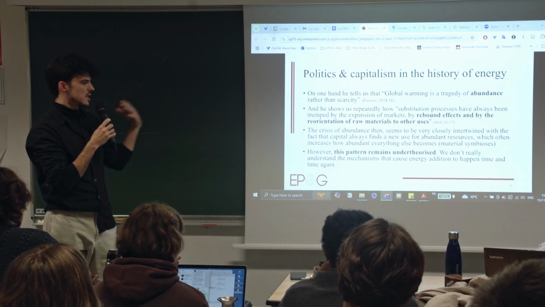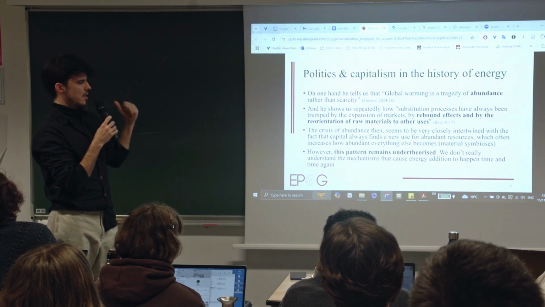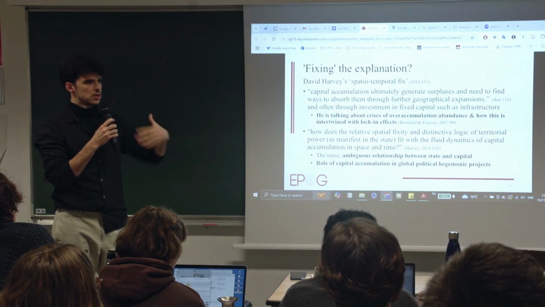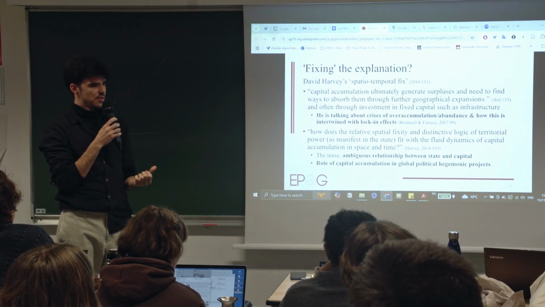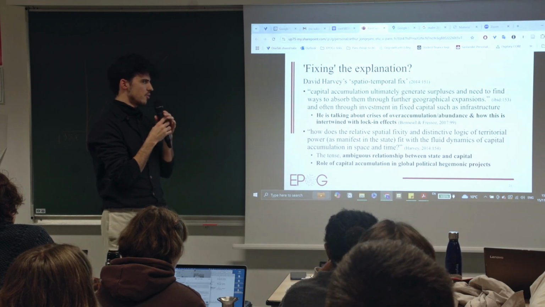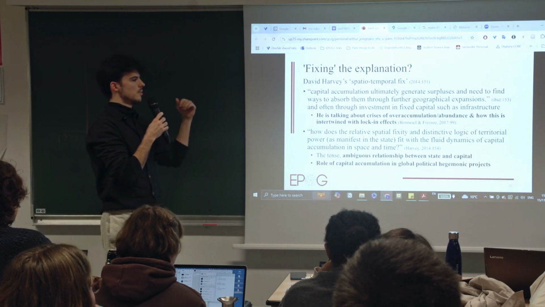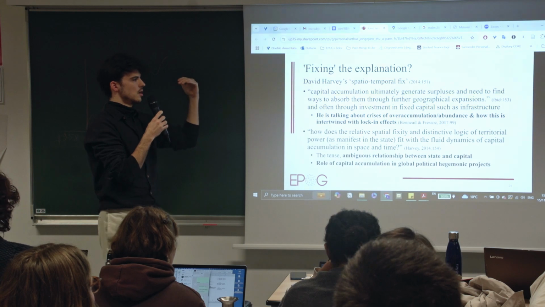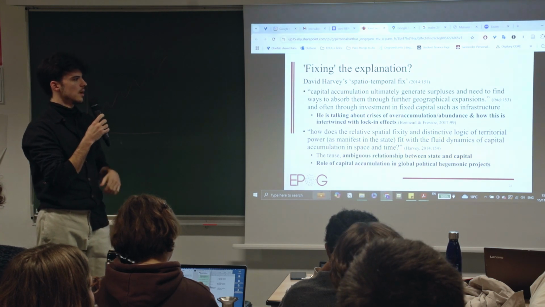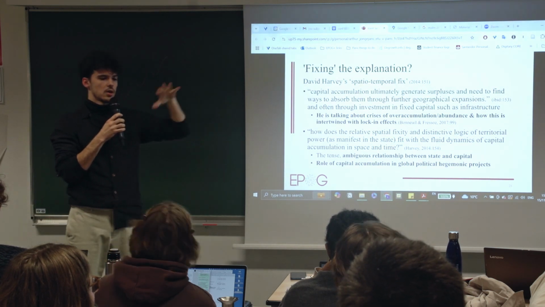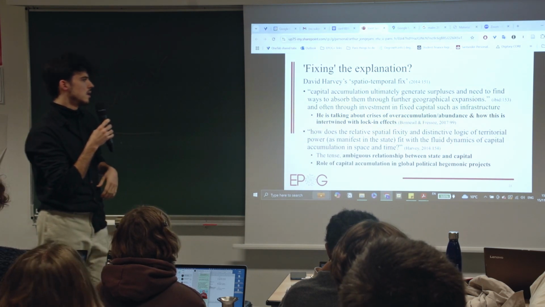However, to me, this pattern and the mechanisms behind it remain under-theorized, and the rest of this critique is going to be to try and develop that. So one clue to potentially expand on this theorization is David Harvey's spatio-temporal fix. So he is also interested in abundance, more through the frame of capital accumulation, and his theory is that capital generates surpluses and needs to find ways to absorb them through further geographical expansion. And so to expand geographically, in an oxymoronic way, they have to fix themselves through capital and often infrastructure.